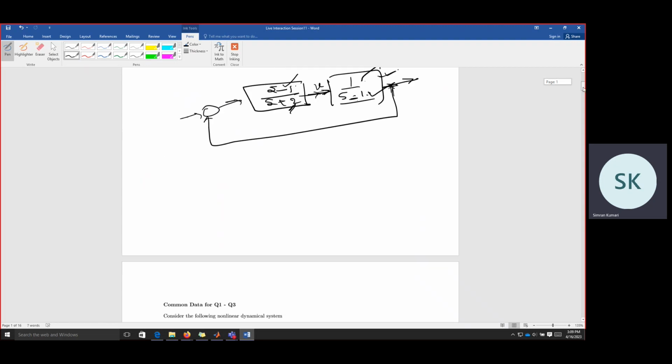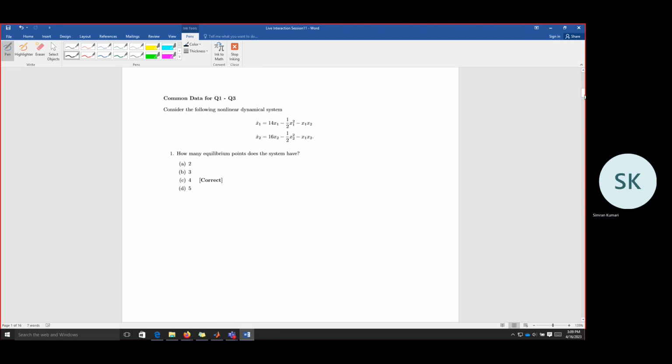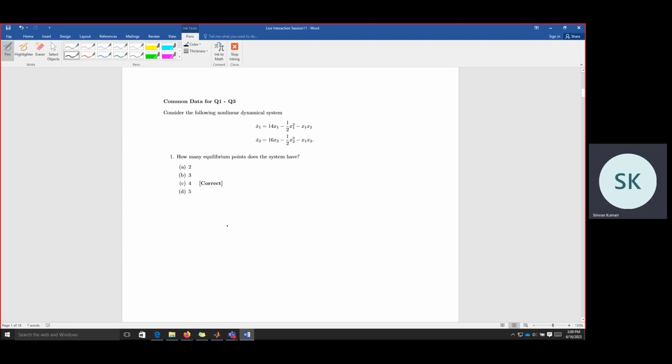So we'll do some questions related to that. Okay, so this is the first question. Consider the following nonlinear dynamical system. This is a state space representation. So x1 dot is a function of x1 and x2. So we can write this in the form that we have seen, x dot equal to f of x, u. Now this is a vector. So here there is no u, so this is kind of an autonomous system. Its behavior only depends on the initial condition. And there are two states, x1 and x2. So this is 14 x1 minus half x1 square minus x1.